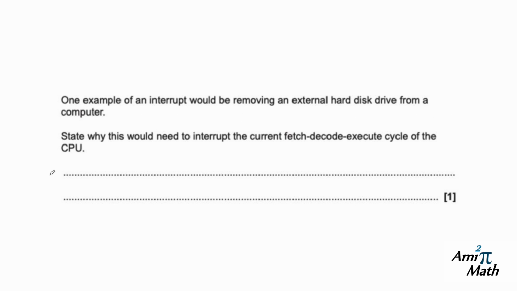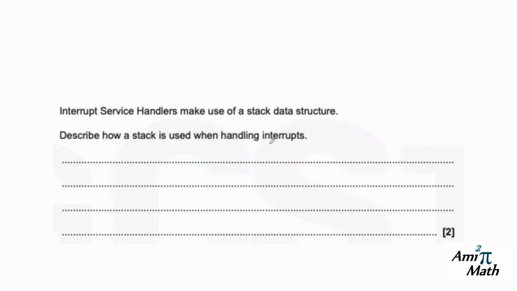One example of an interrupt would be removing an external hard disk drive from a computer. State why this would need to interrupt the current fetch, decode, execute cycle of a CPU. So you would say that the operating system would need to remove open files, because if you're removing the external hard disk drive, before that you would need to make sure that the OS removes the open files so that there's no errors.